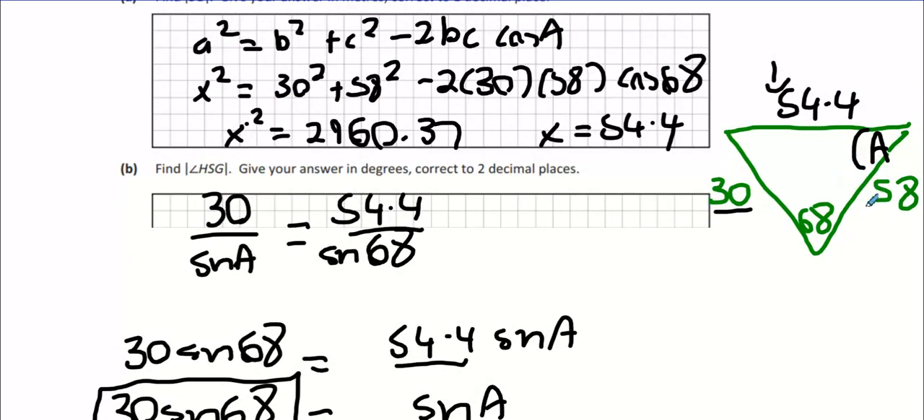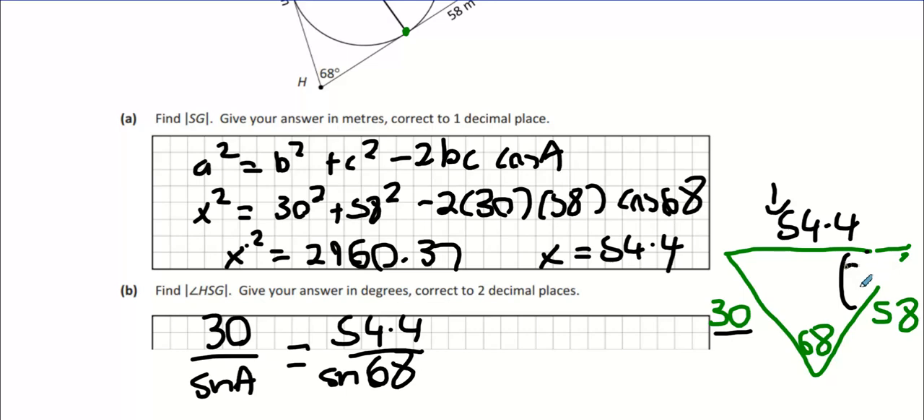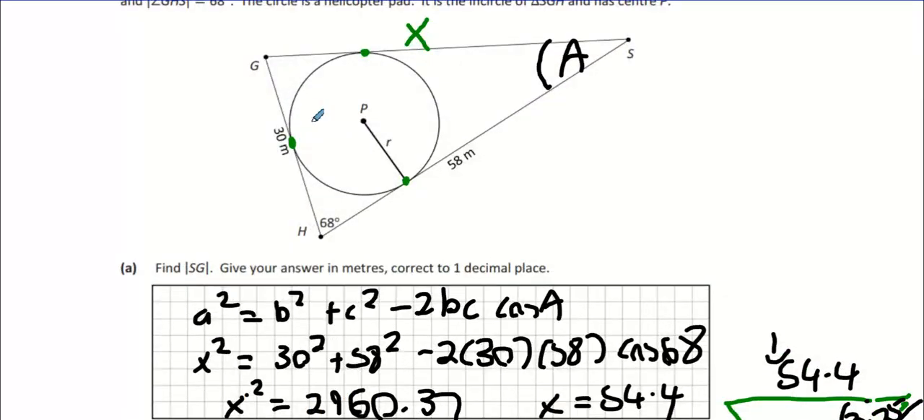We know that this angle here is, what was it? We just got it a second ago. It's 30.75. Now, you can pick any two sides and the angle in between. I'm going to pick the 30 and the 58 and the 68 in the middle. Believe it or not, you could have done this at the start of the question. 30, 58, 68 degrees. There's no reason why you can't do this.